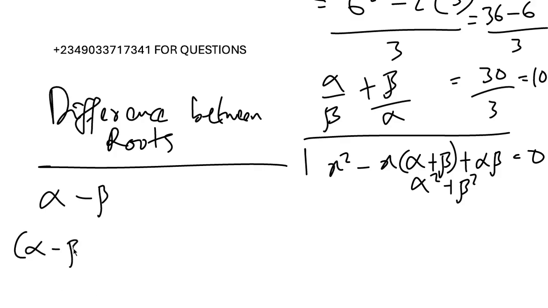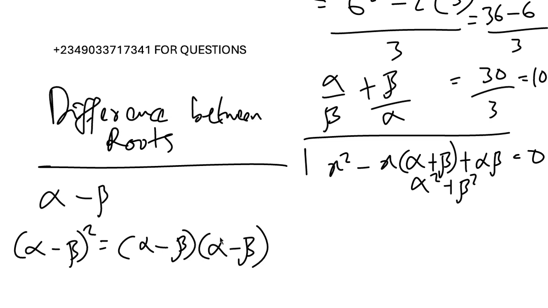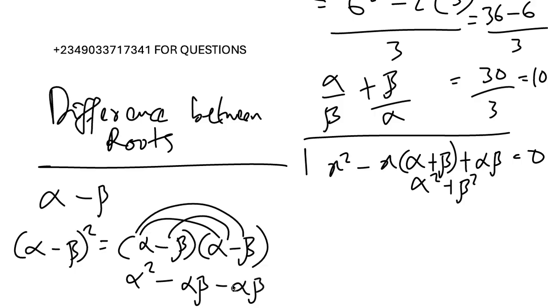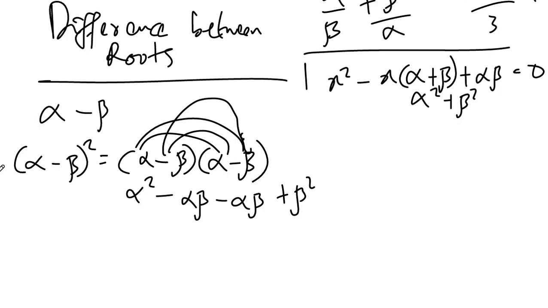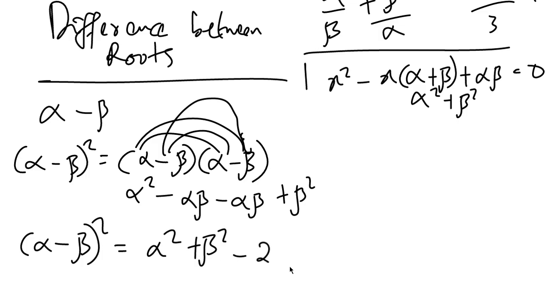So if you square alpha negative beta, that'll be alpha negative beta squared is equal to alpha negative beta into alpha negative beta. So multiplying through, you have alpha squared, negative beta times alpha is negative alpha beta, and then this times this is still negative alpha beta, and then negative beta times negative beta is positive beta squared. So what can we see? We can now see that alpha negative beta all squared is equal to alpha squared plus beta squared negative 2 alpha beta. Do you get?